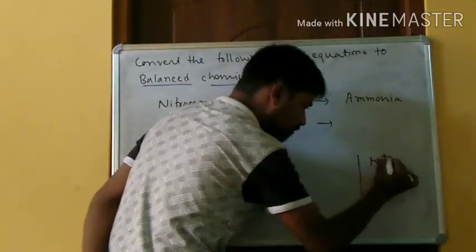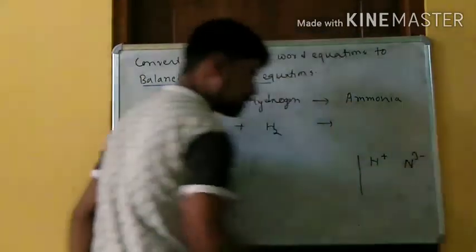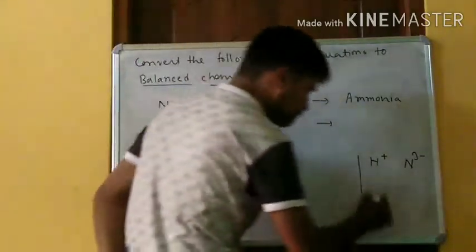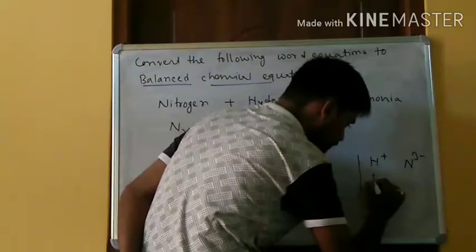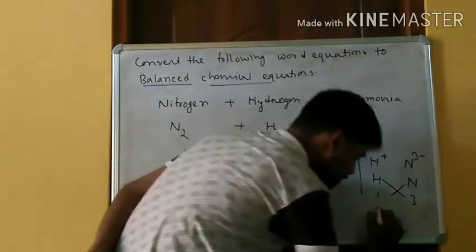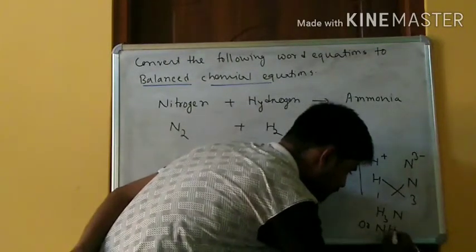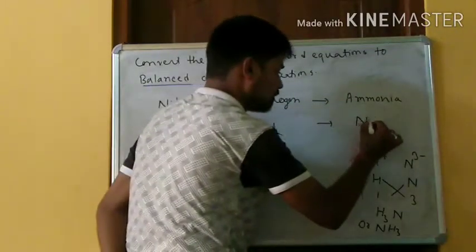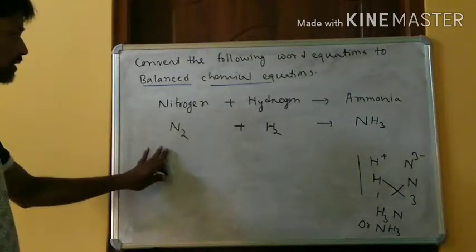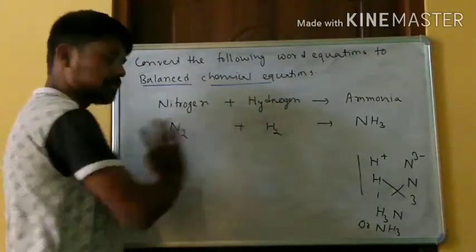The ionic formula of hydrogen is H+, nitrogen is N3-. So write 1 here and 3 there. It becomes H3N, or we can also write it as NH3. So the formula is NH3. This is the chemical equation. The number of nitrogen is not balanced and hydrogen is not balanced.